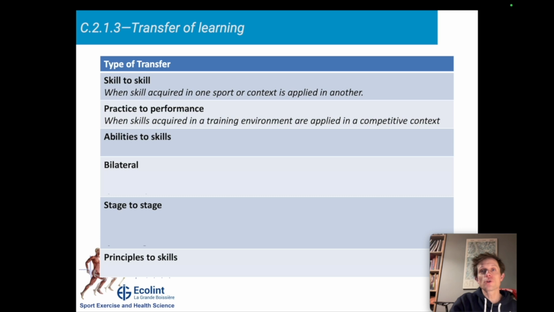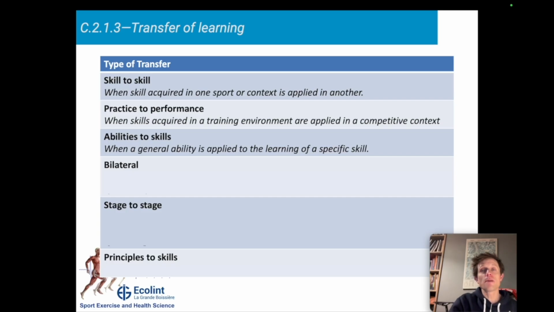We can also talk about the transfer of learning from an ability to a specific skill. This is where we can use those generalized abilities in order to help us perform a specific skill. So, for example, we can use our generalized ability of balance and coordination in order to be able to execute the timing of a basketball dribbling skill.